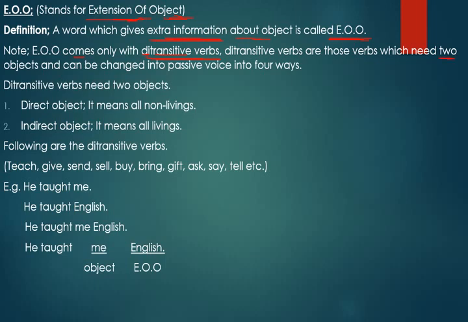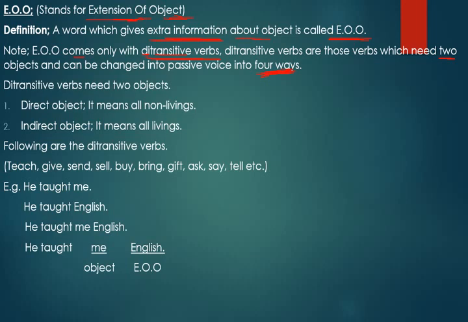So see, EOO means extension of object, so the second object that comes becomes EOO. Those verbs which need two objects can be changed into passive voice in how many ways? Keep in your mind, in four ways. We will change them into passive voice when we start active and passive voice, but now we will only discuss it as part of the sentence. We are not going into detail. Extension of object is made from ditransitive verbs.